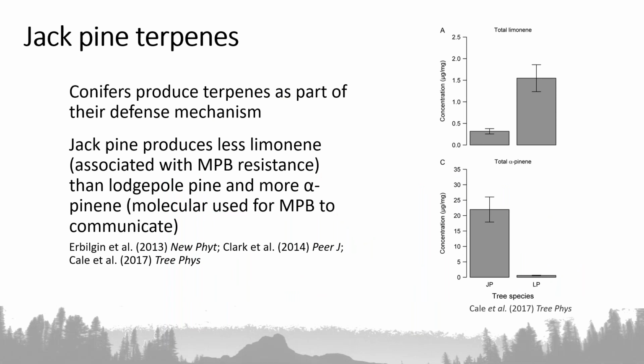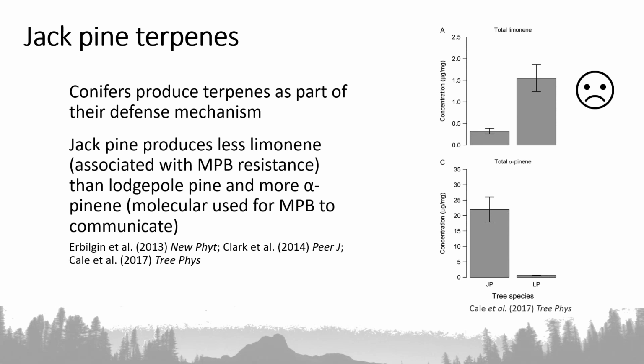There have been a number of studies done on terpenes. Conifers produce terpenes as part of their defense mechanism; this is how they fend off invaders. The graph on the right shows a comparison between jack pine and lodgepole pine. The top graph is limonene. Jack pine produces a lot less limonene than lodgepole pine, and this is bad, because limonene is considered more resilient to mountain pine beetle. It's actually effective against mountain pine beetle.